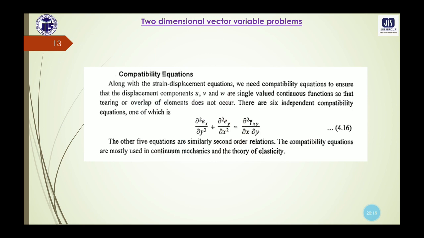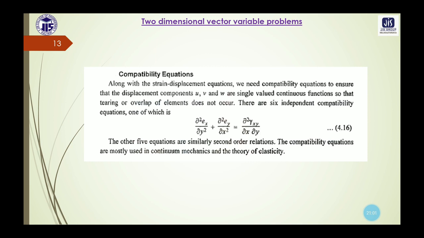Now there are actually six different independent compatibility equations, and one of them is del 2 ex by del y 2 plus del 2 ey by del x 2 equals del 2 gamma xy by del x del y. So this is one sample equation given for the compatibility equation, and the other five equations are similarly second order relations. These compatibility equations are mostly used in the theory of elasticity. So this is the concept of the compatibility equation.